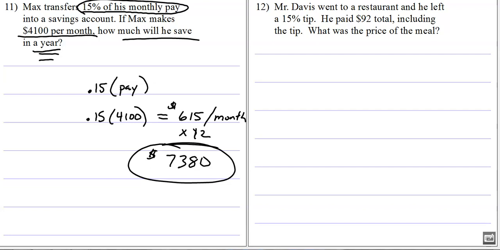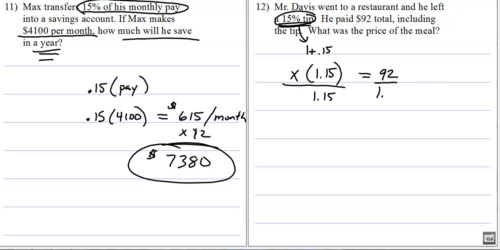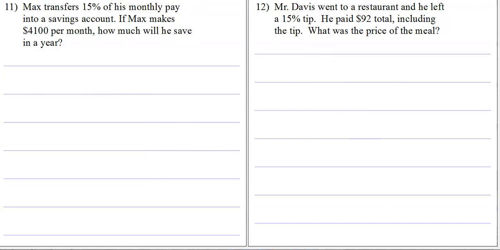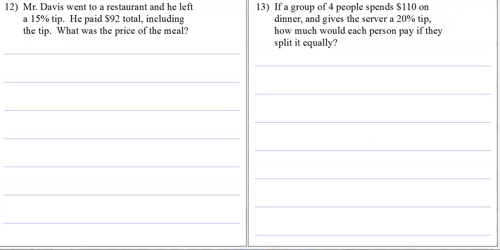Next, Mr. Davis went to the restaurant, only left a 15% tip. You ought to give him a hard time about that. He should be leaving 20. So he paid $92 total, including the tip. So at the end, out the door, 92 bones. Tip is a plus problem. We're adding to the bill. So this is going to be a 1.15. And we don't know what the price of the meal was. So we got to work backwards. So divide. 92 divided by 1.15, $80. So the bill was 80 bucks. No tax. He must have been in Florida or Montana or something. One of those states that don't have a sales tax. I think Montana doesn't.